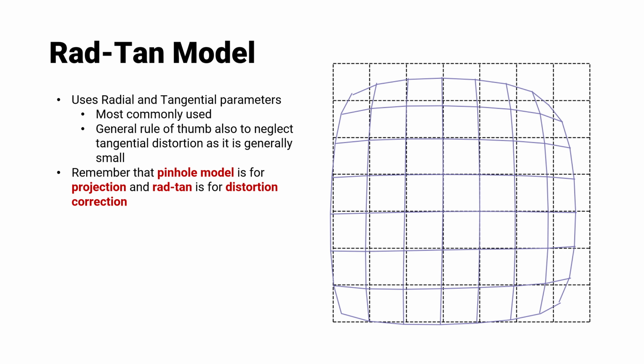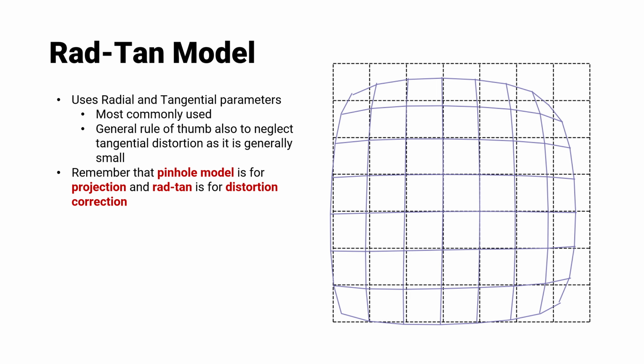Remember that the pinhole model we used still exists. The pinhole model is for projection, how 3D gets projected onto 2D. The Rad-Tan model is for distortion correction, for when straight lines in your image do not appear straight. So how do we change this image in a way that straight lines appear straight? That's using the Rad-Tan model. So the pinhole model is 3D to 2D, and the Rad-Tan model is basically to make bendy lines straight.